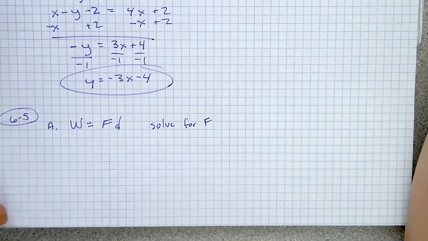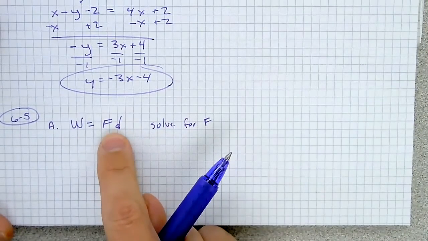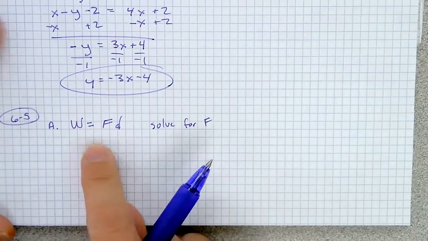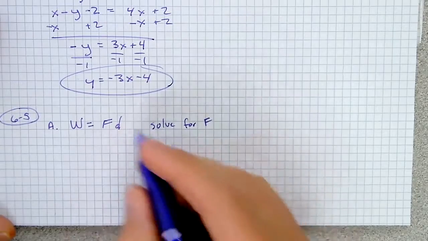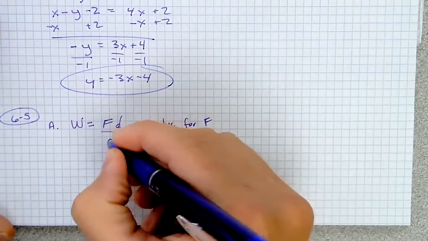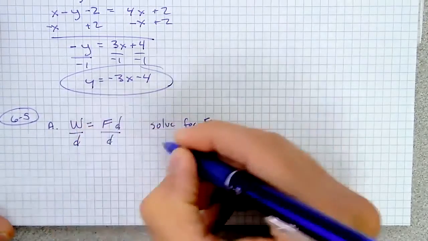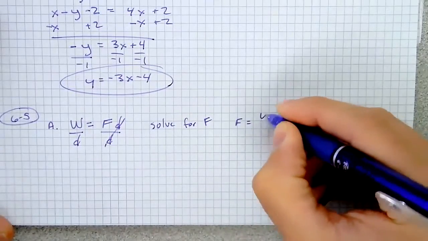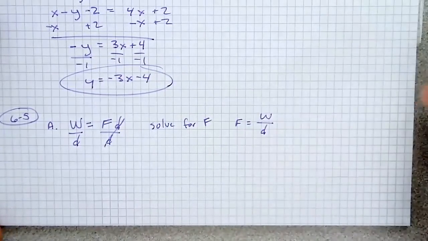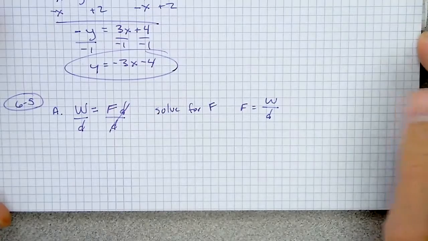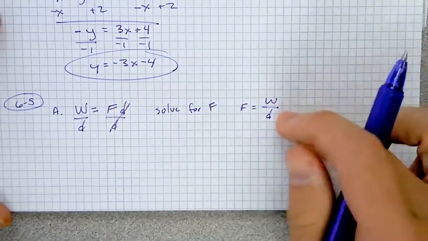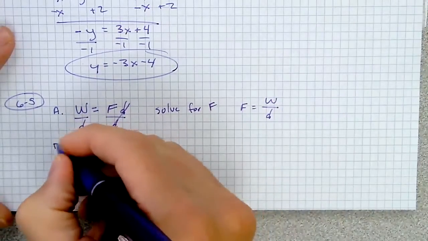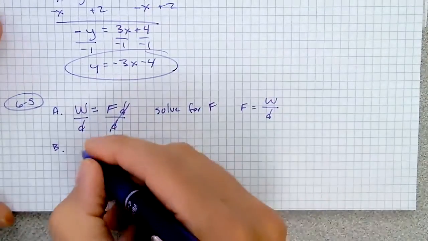Okay, so we want to get F on a side by itself. So here we got to get rid of distance d. We got to move it to the other side. Since we're multiplying here, we have to divide here to get rid of those. So F would just equal work divided by distance. Okay, how much work would you need to apply? Divided by the distance would tell you how much force to use.